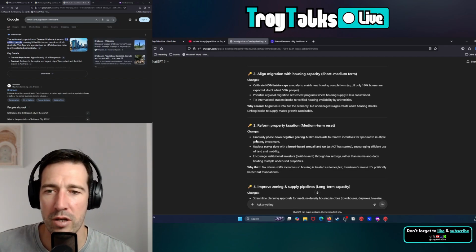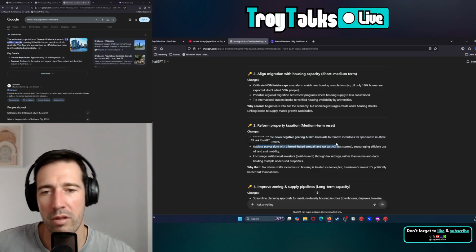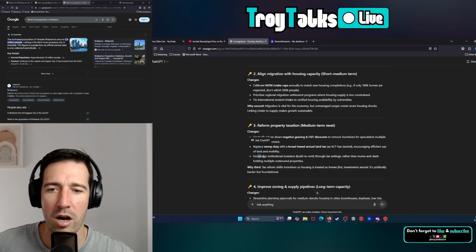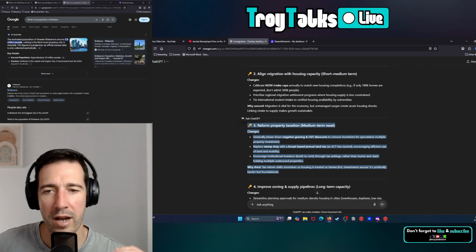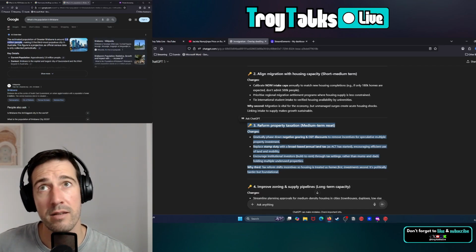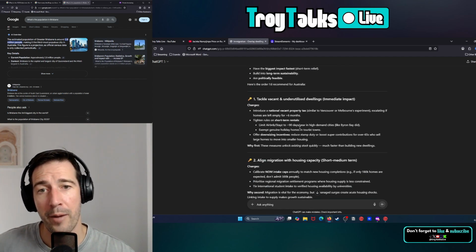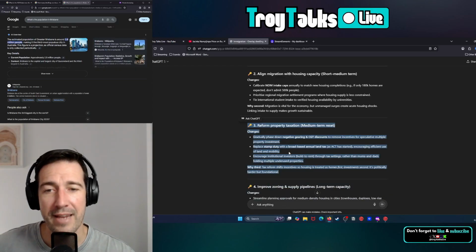Reform property taxation: gradually phase down negative gearing and capital gains discounts, replace stamp duty with some sort of land tax, encourage institutional investors to build to rent through tax settings rather than mum and dad investors holding multiple underused properties. Okay. So this is interesting. Finding that negative gearing and capital gains discounts is below migration and also below underutilized dwellings is interesting to me.